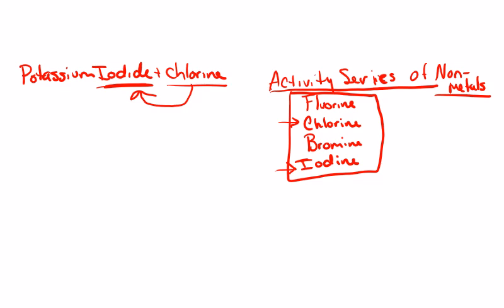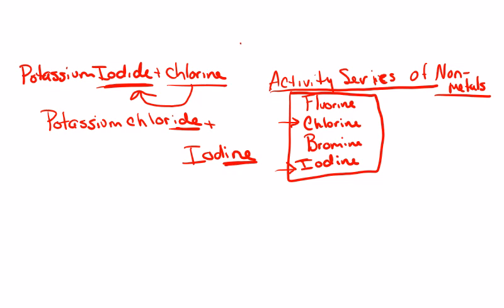So when I would rewrite this, I would write potassium now combined with chlorine, but we change the ending always to IDE in a compound, and iodine is now by itself, and we're going to leave it as iodine because it is by itself, not part of a compound. All right, so that's single replacement reactions.